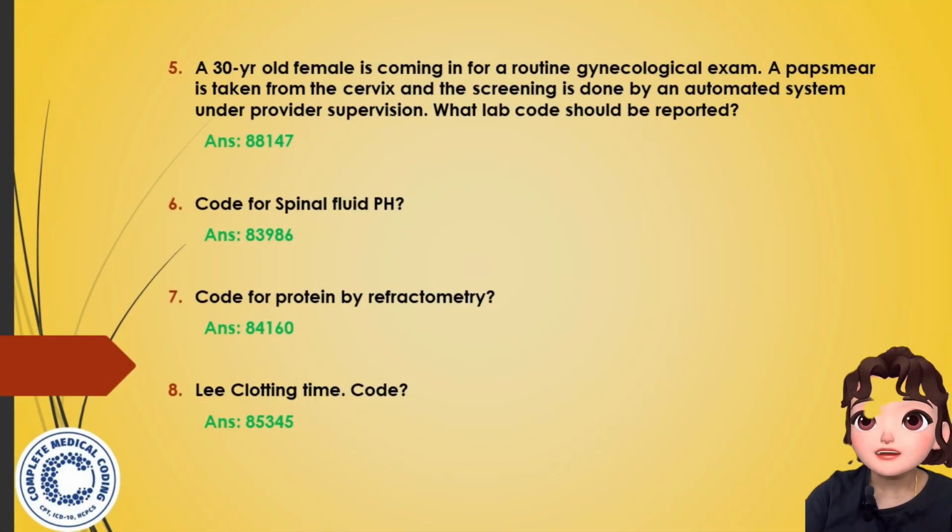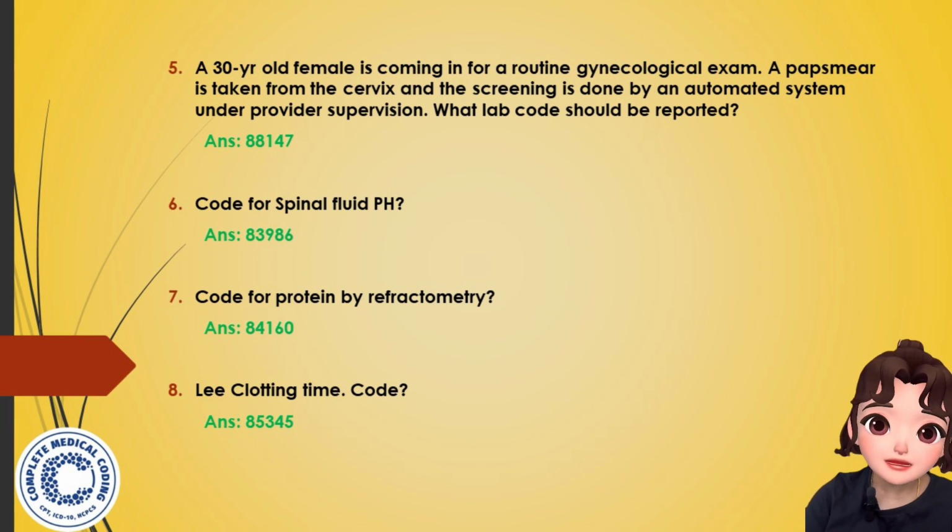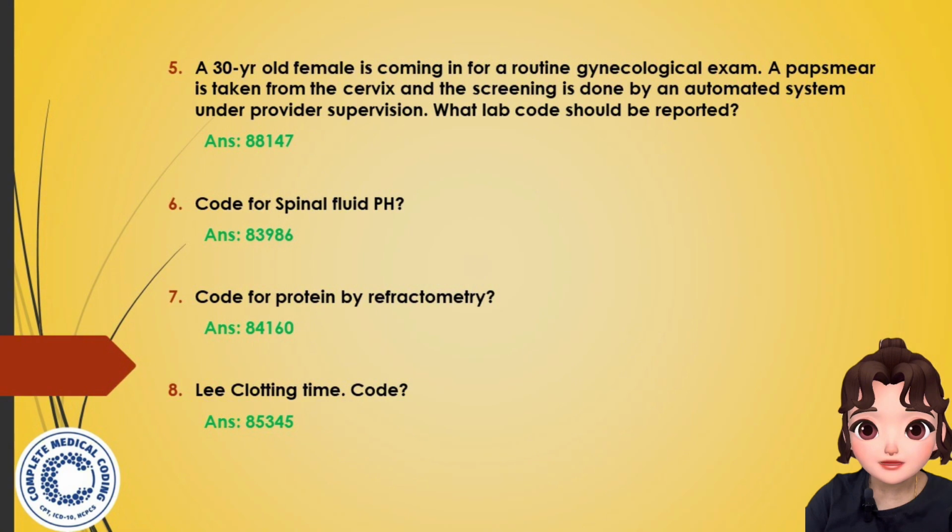Now, the fifth question. A 30-year-old female is coming in for a routine gynecological exam. A pap smear is taken from the cervix and the screening is done by an automated system under provider supervision. What lab code should be reported? So, here the patient has come for a routine pap smear test. You can directly get the pap smear code. Screening pap smear, okay, 88147.